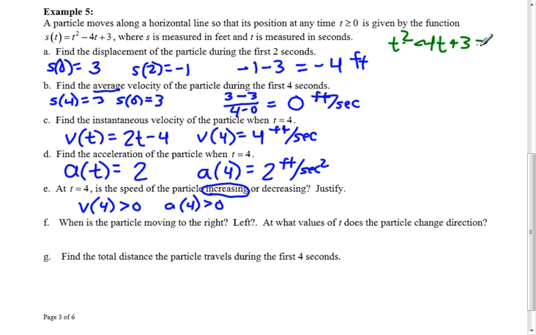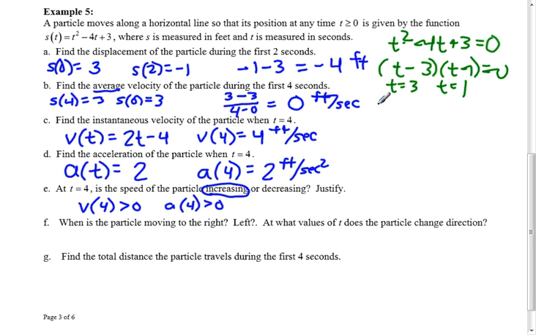Let's figure out where it changes direction, where position is 0. So I think I can factor that, right? T minus 3, t minus 1. I paused the video and not sure where I'm at, so I'll just keep going. T equals 3 here, t equals 1. So at those times, the particle is stopping. It's changing direction.